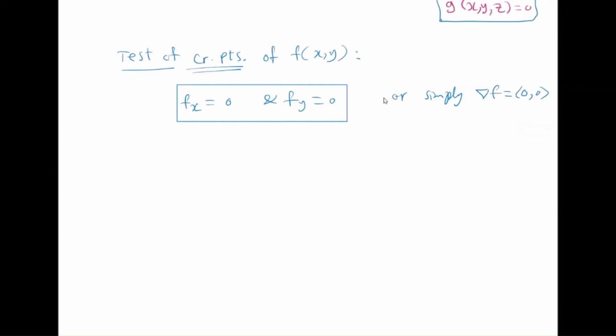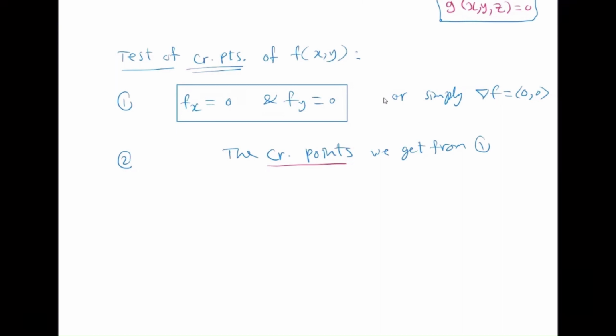The critical points are tested as follows. Test number 1. The critical points we get from 1 are fx equals 0, fy equals 0. So solving these two equations, we get some points. These are called critical points.